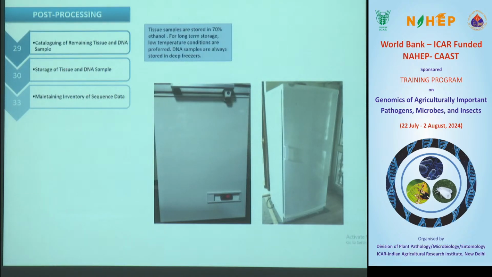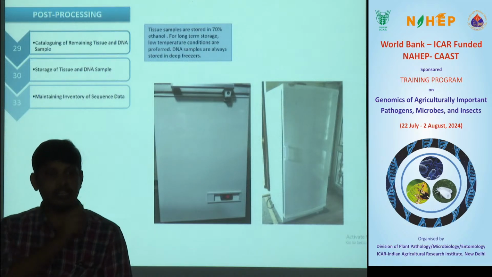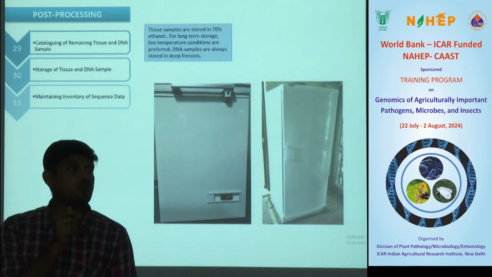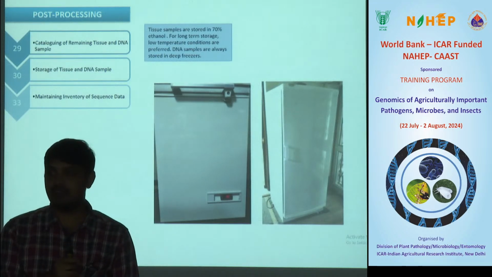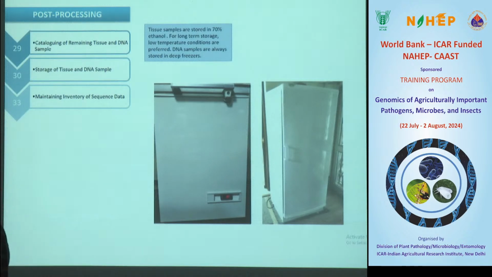Okay, so post processing involves cataloging of remaining tissue. I told you we have to catalog DNA samples, store tissue and DNA samples in DNA libraries, and maintain inventory of sequence data. Nowadays, if I barcode a specimen, whatever code I give from beginning to end, I will attach that code to the specimen itself along with the label. That is the easiest way. If anybody wants to check BOLD, if you type that specimen code, you can retrieve that data from BOLD.